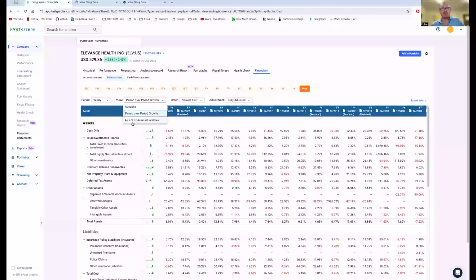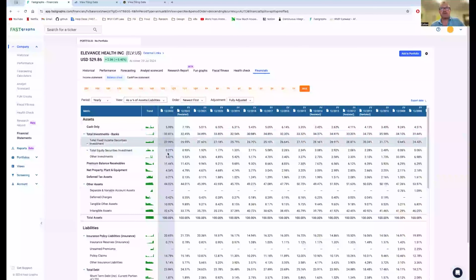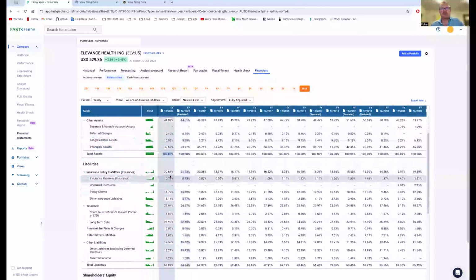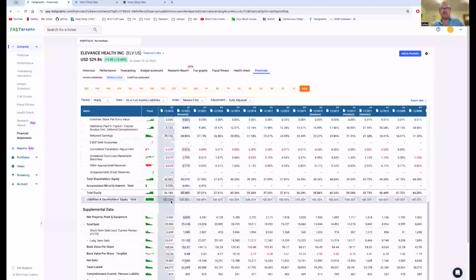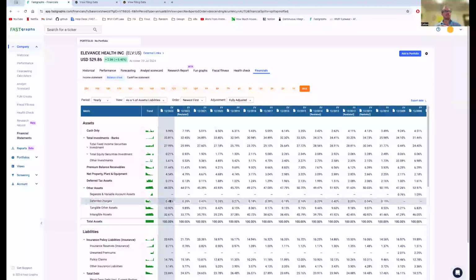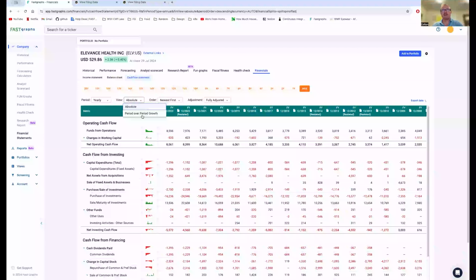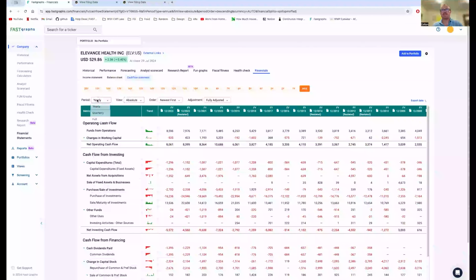This one is as a percent of assets or as a percent of liabilities. So all of these numbers, this cash only is the cash divided by the total assets, whereas liabilities is divided by the total liabilities and stockholders' equity. So it just gives you a better representation of the percent values on these financial statements. And then finally, we have a cash flow statement. This only has absolute and period over period growth, but lets you look at cash flow statements really easily. And yeah, same functions over here.